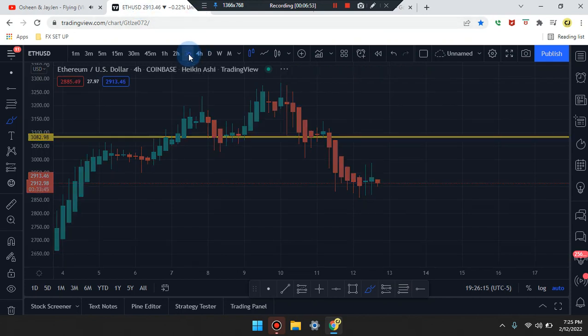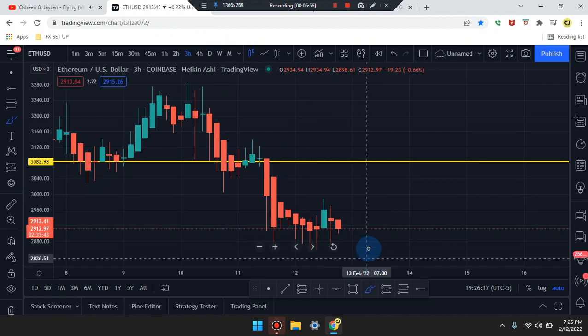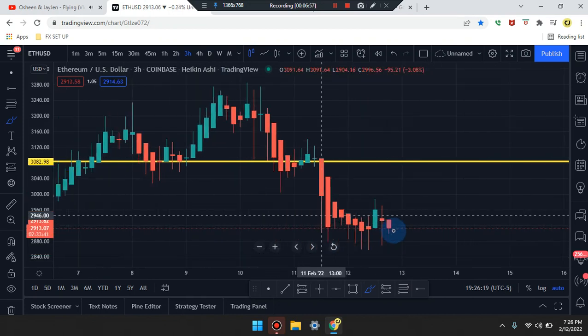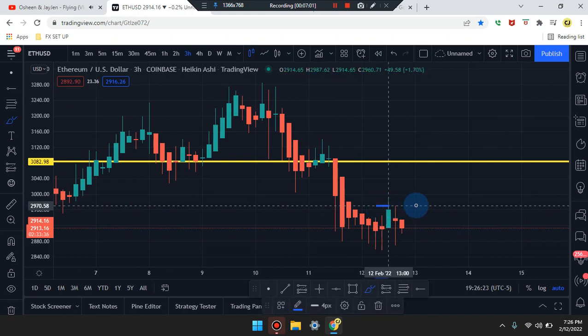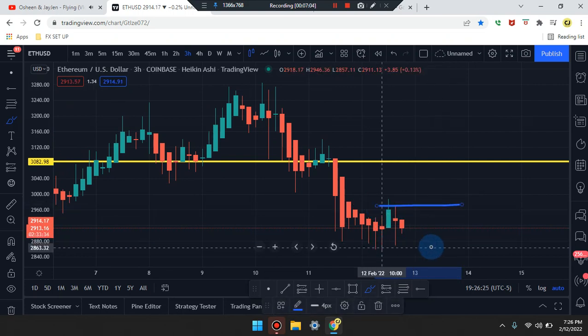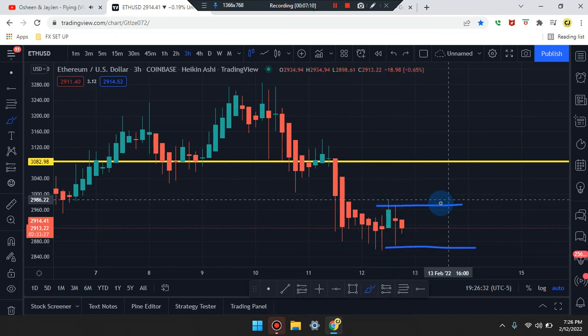Headed down to 3-hour time frame to see what's going on. So price action is just consolidating. So a price action candle, small hammer, small bearish hammer. So you want to see price action candle break the second to last candle, may have to break the third to last candle wick as well. But right now, second last candle, you want to see that breakout.